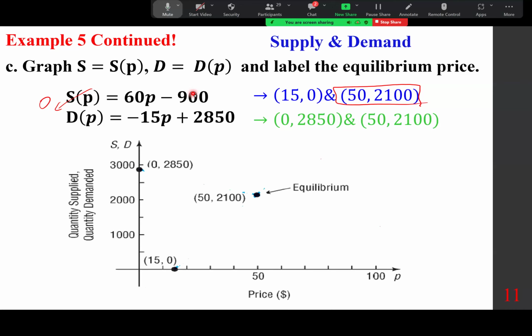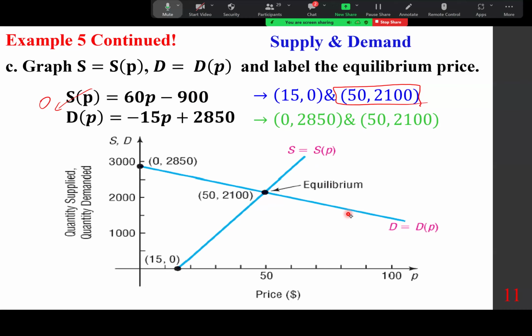So if we graph this, this is the equilibrium point with coordinates 50, 2,100. This is 0, 2850. Somewhere we have the 15, 0, and all you have to do is connect these two, connect these two. And so what you're looking at, these two gives you S or S of P. These two gives you D or D of P. This is the equilibrium point. This is where the trade takes place.